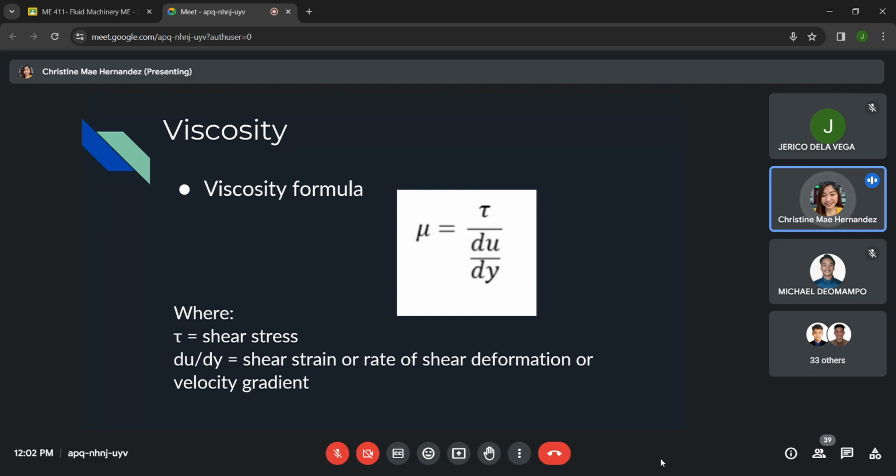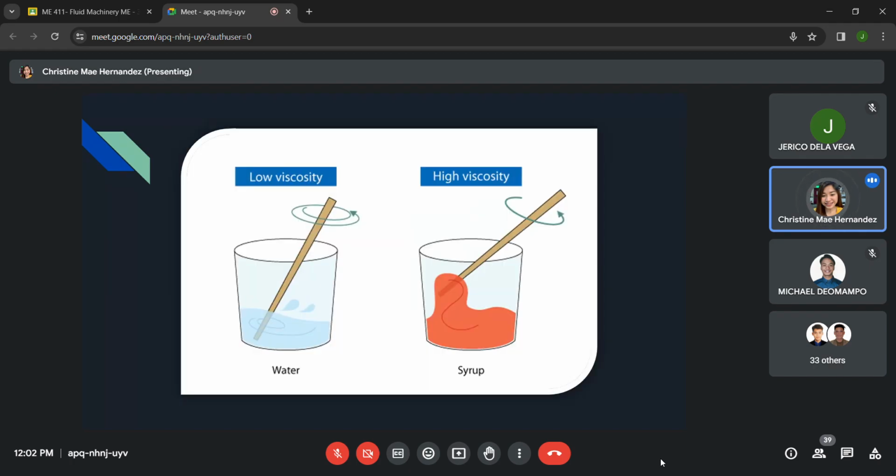So, an example nito is si water and si syrup. For example, in-stir nyo si water. Diba? Ang dali-dali mag-stir kasi si water, meron siyang low viscosity. Ang dali nyong mahalo si water. Minsan gumagawa pa nga tayo ng tornado, diba? Pinapaikot natin.